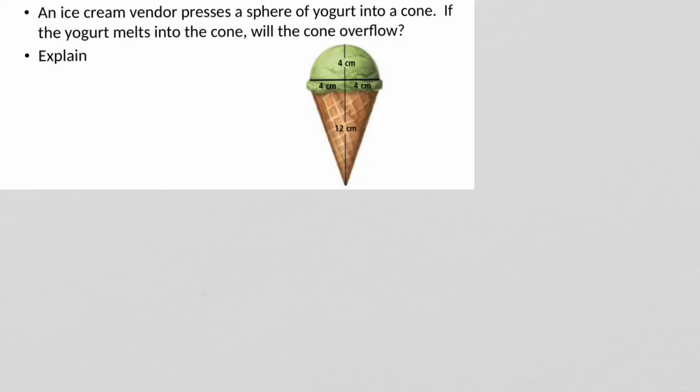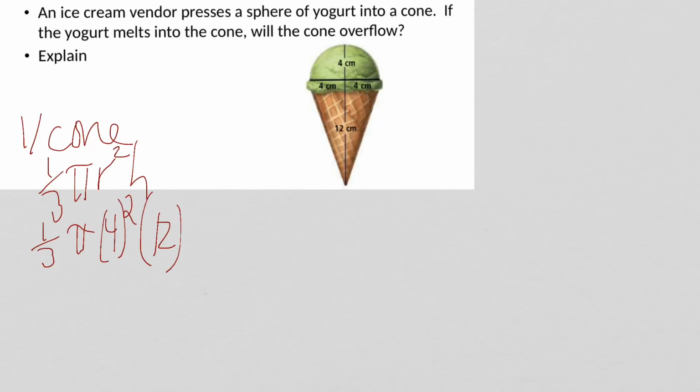Okay, here's our third and last example for this ELR. Here we have an ice cream vendor who presses a sphere of yogurt into a cone. If the yogurt melts into the cone, will the cone overflow? So we need to find the volume of the cone, and we need to find the volume of that sphere and see if the sphere volume is smaller than the cone volume. When I plug in the radius of 4 and the height of 12 for the cone, I work it out and get in the calculator the volume of the cone as 201.1 centimeters cubed.